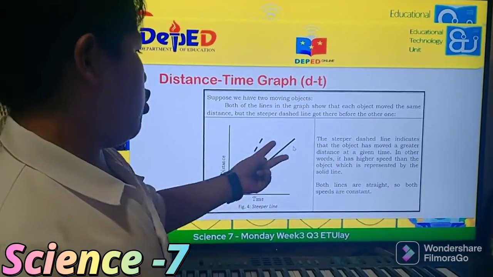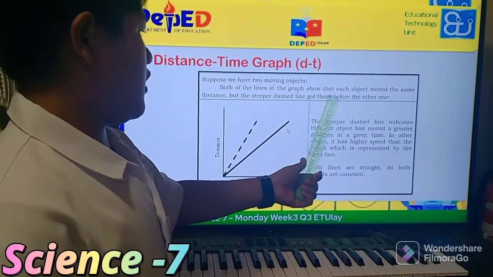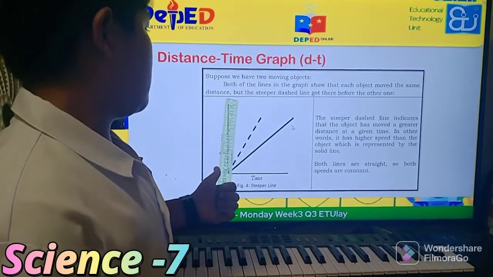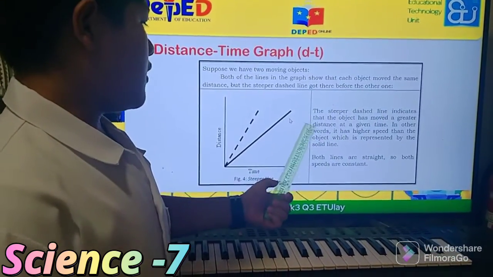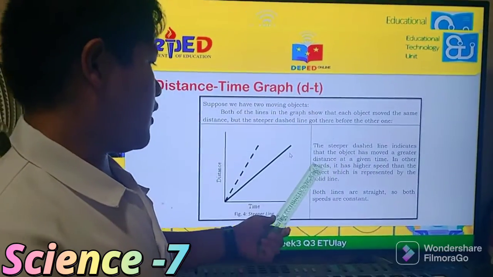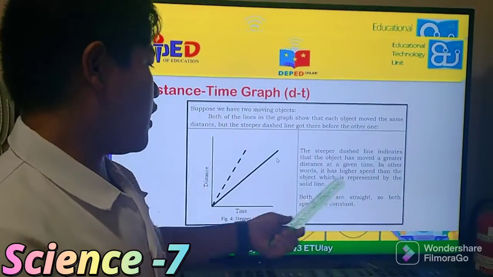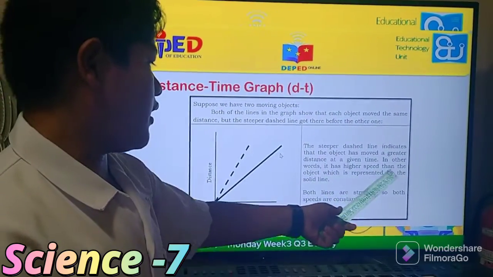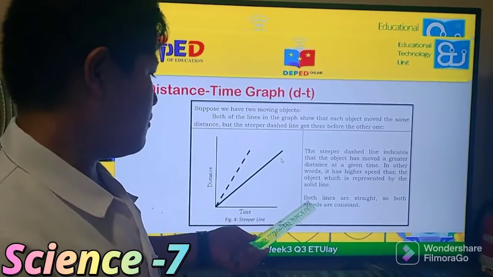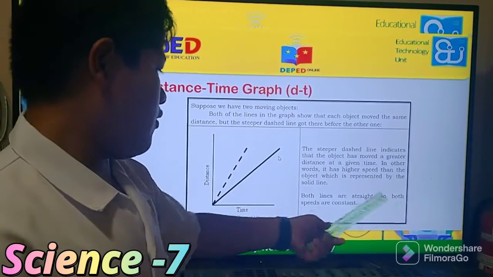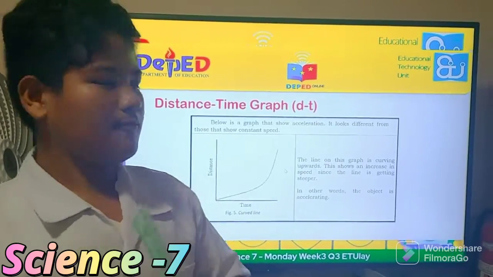Suppose we have two moving objects. Both lines in the graph show that each object moved the same distance, but the steeper dashed line got there before the other one. The steeper dashed line indicates that the object has moved a greater distance at a given time. In other words, it has higher speed than the object represented by the solid line. Both lines are straight, so both speeds are constant.